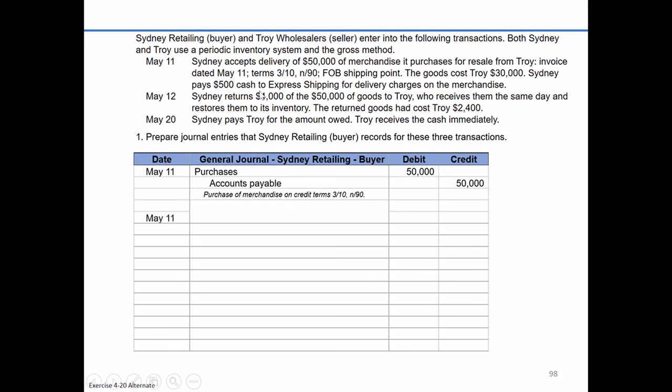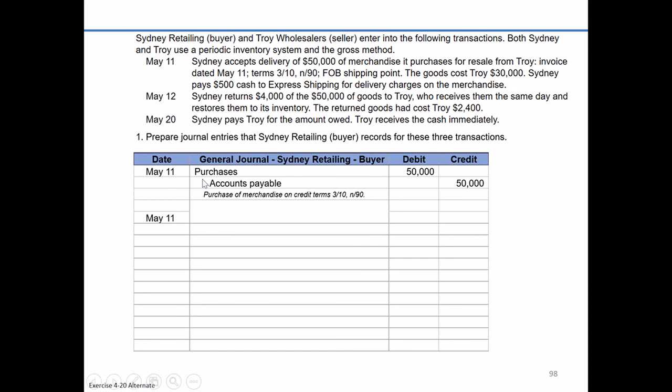You may also recall from our perpetual system that we had $500 worth of cash that we're going to pay to Express Shipping. Remember, the terms are FOB shipping point, so it is Sydney's responsibility to pay for those items. Well, truly this is an additional cost related to the merchandise inventory. Recall from our earlier scenario when we bought the inventory itself, we can't debit merchandise inventory. So similarly, for our freight charges here, we can't debit merchandise inventory directly.